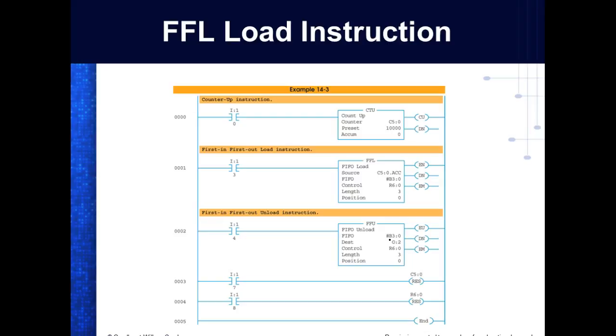So if you're using the accumulator at first in, first out, what's the difference in doing it this way or just using the counter?